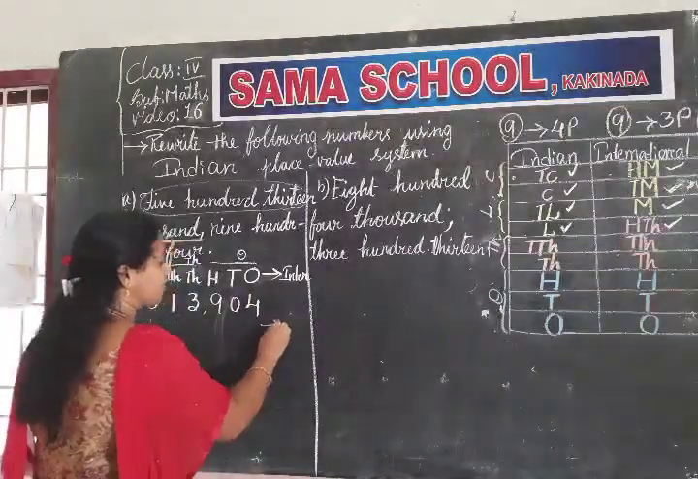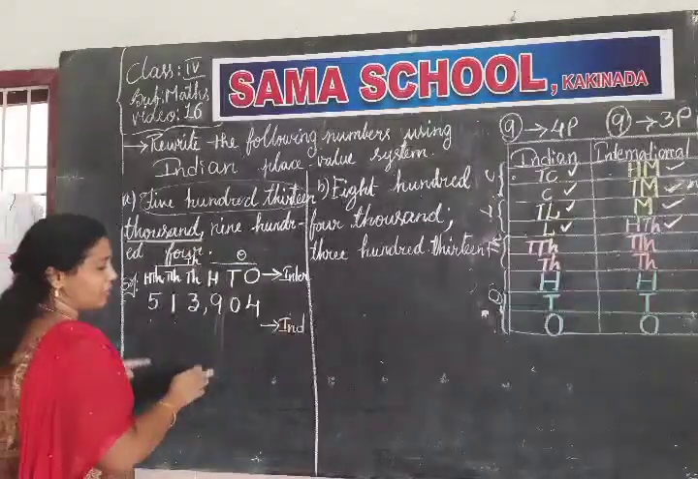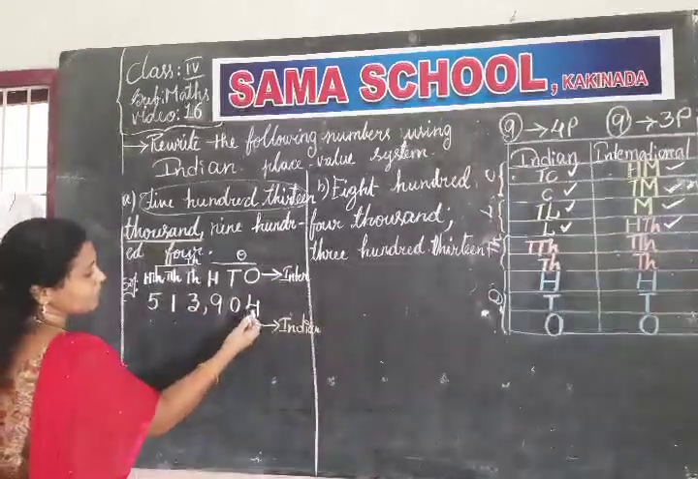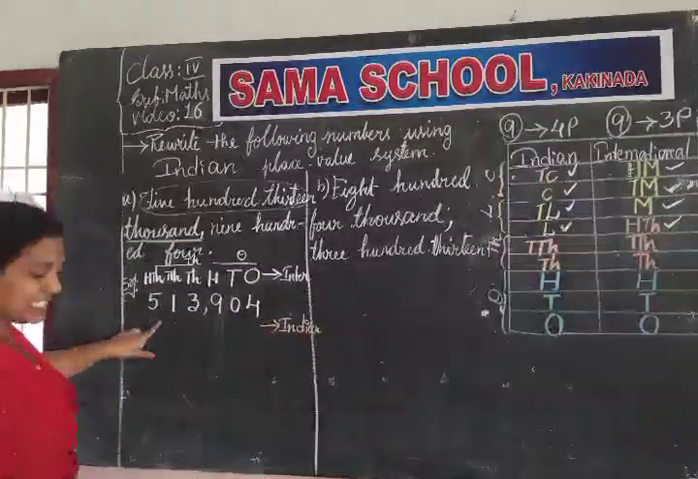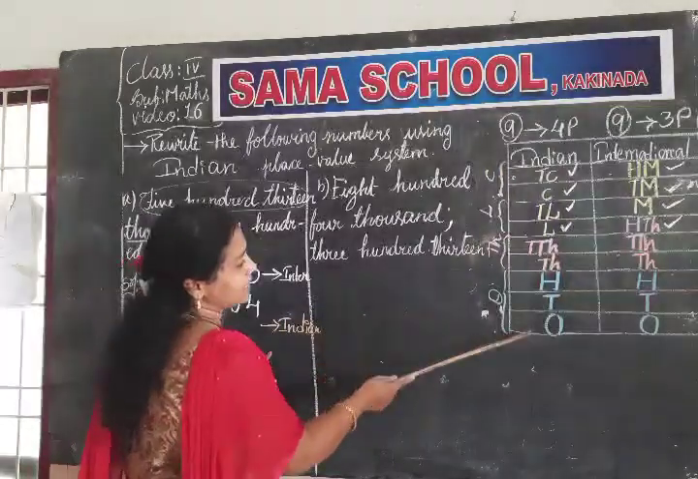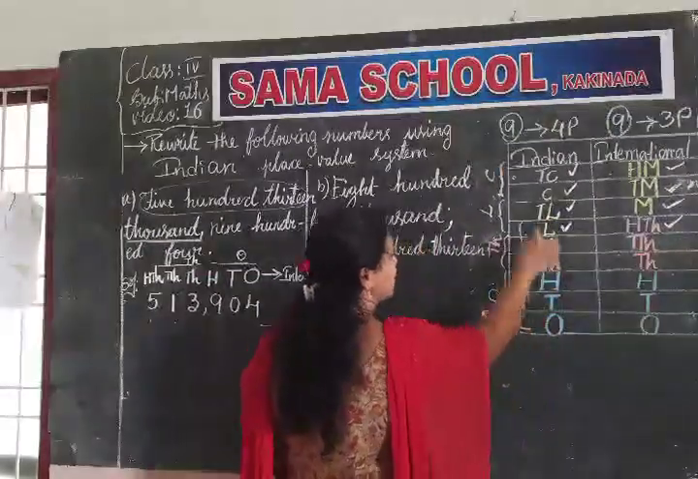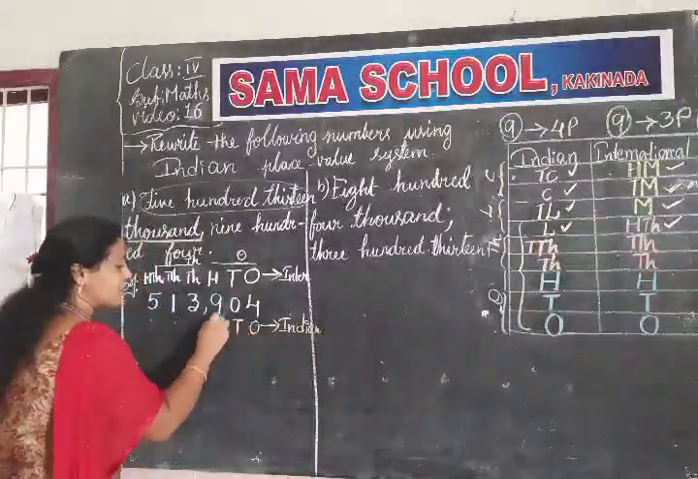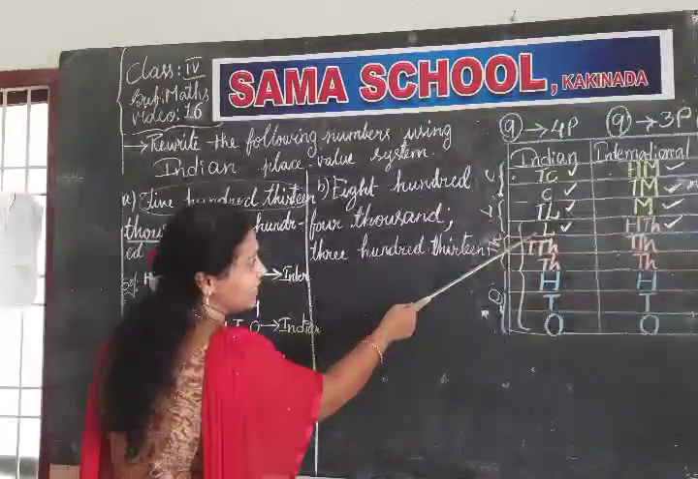Now we write that this international system number is again changed to Indian system. Now we write the following number into Indian system. Okay? Look at the board, everyone. So we write the places 1, 2, 3, 4, 5, 6. How many places here? See, this is a 6-digit number. It means 6 places. According to Indian system, we write the 6 places. 1, 10, 100, 1000, 10,000. After 10,000, which place comes here in Indian system?